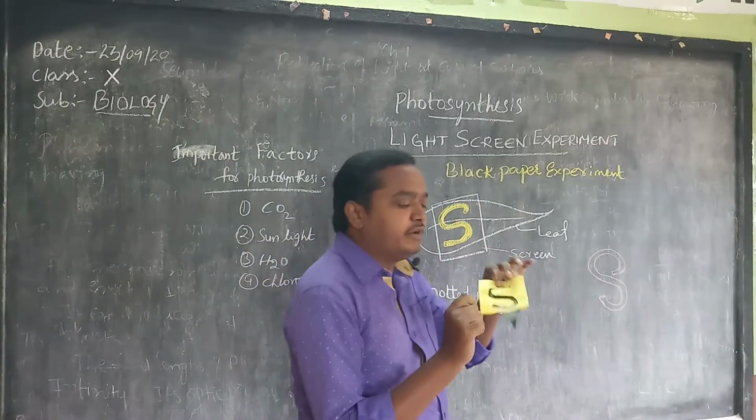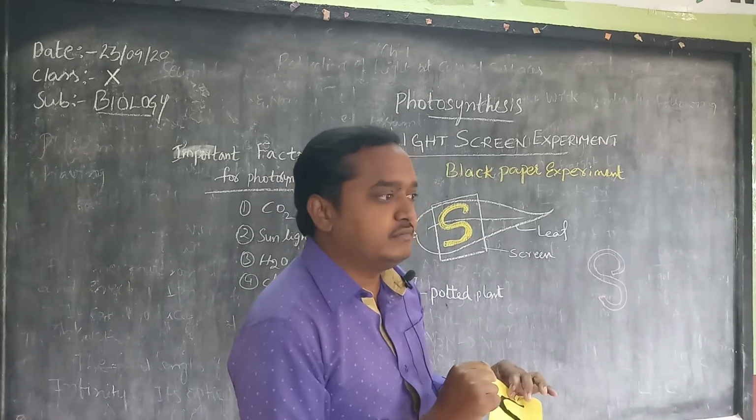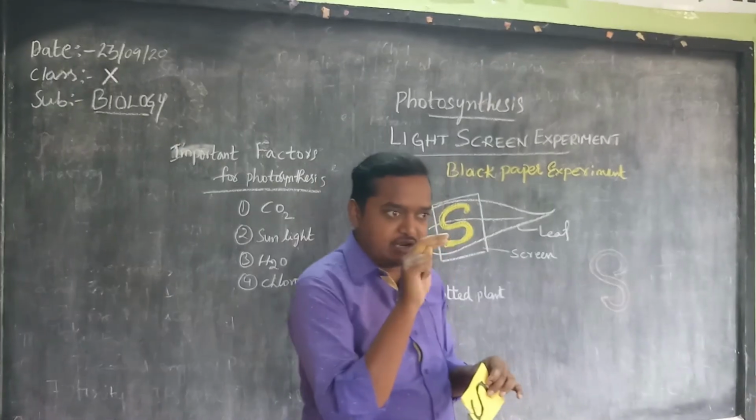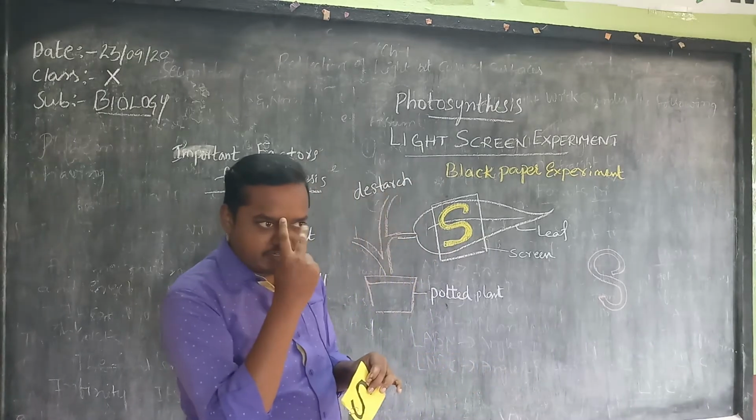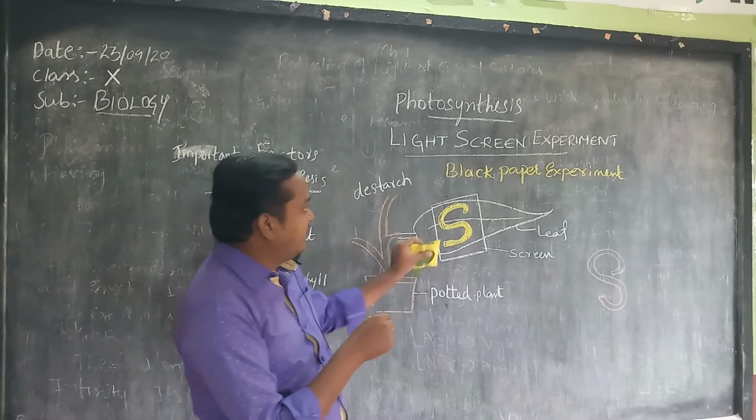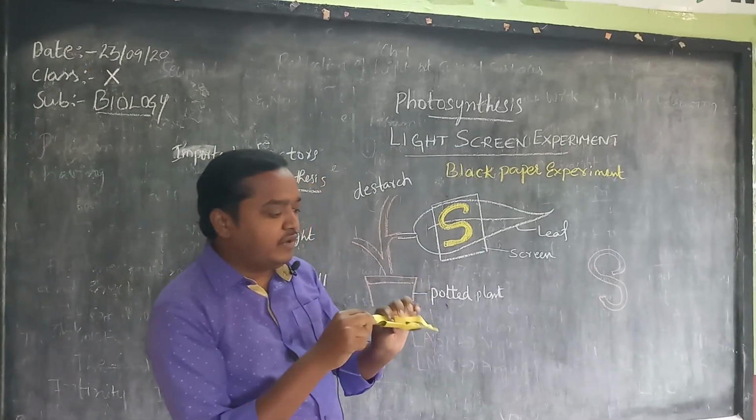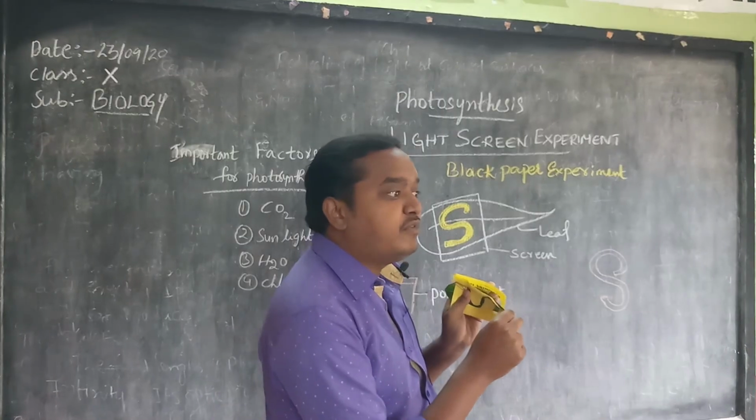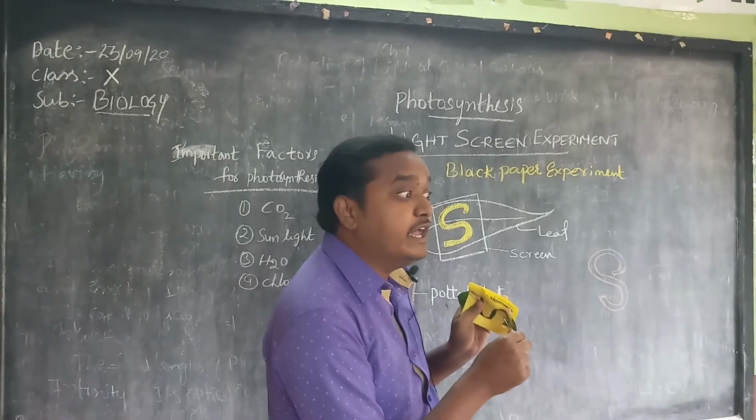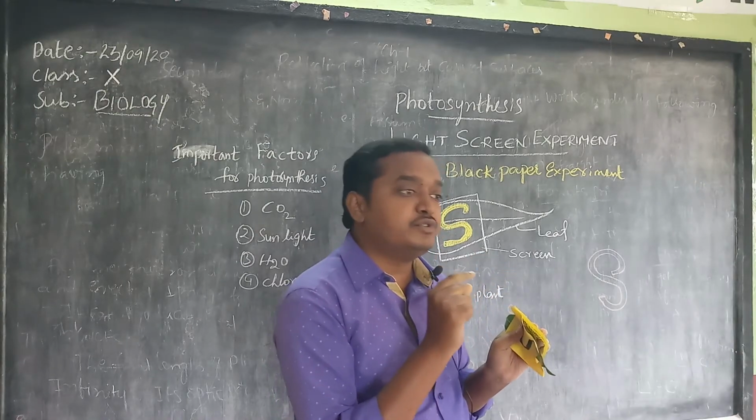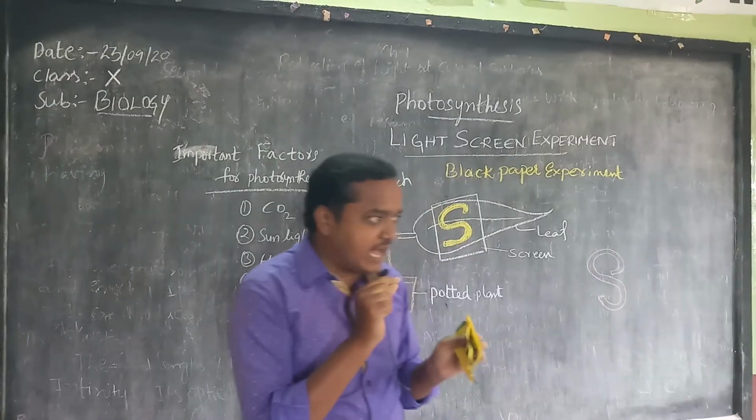Now, after that, you take it out. Now, observation. What is the next step? Observation means seeing. Take this leaf. Then test the leaf with what chemical? Iodine. For what? Starch test. Iodine is used for testing starch.